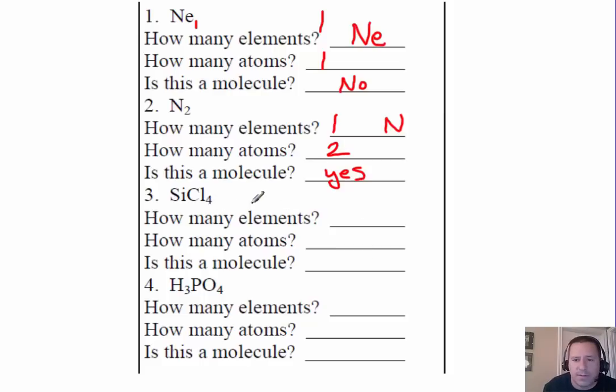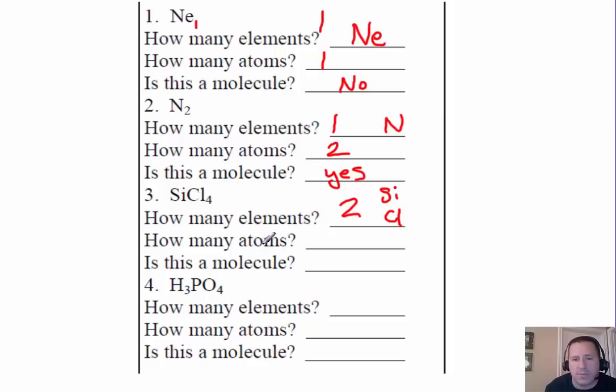How many elements in this one? We're starting to get a little bit more complex here. SiCl4. Now, how do I know if the i is a separate element from the S? Well, notice that it's a lowercase i. Had it been a capital S, capital I, that would have been sulfur and iodine. But since this is capital S, small i, I know that it's silicon. So I have, let's count them out, silicon and chlorine. That represents 2 elements.